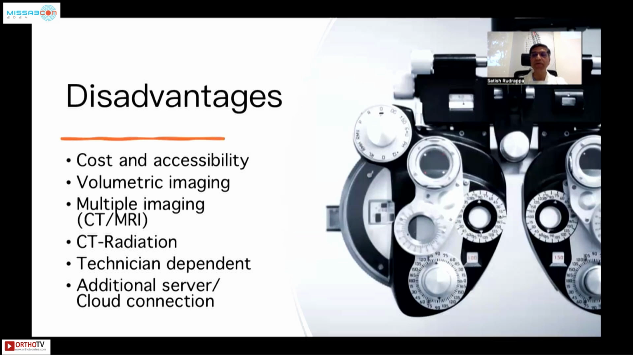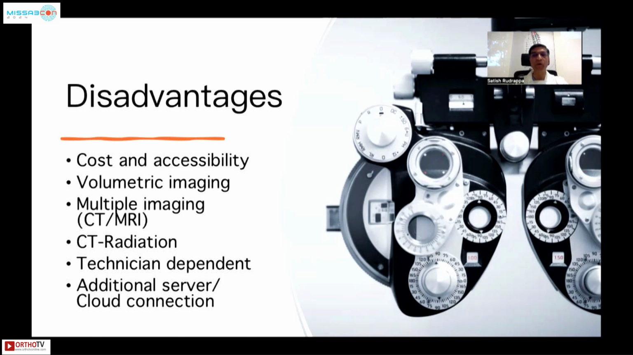So the only disadvantages of this methodology are cost and accessibility. And also it requires volumetric imaging, which increases the timing of the MR and CT images. And it requires multiple imaging if you really want to explain CT, MR, PET. And when you use CT in children, it increases the radiation. It is slightly technician dependent, but one of the technicians can be trained to do this. And it also requires an additional server and cloud connection to depict and store all these things, and also Wi-Fi for the VR goggles.